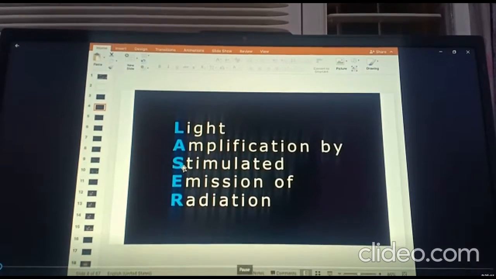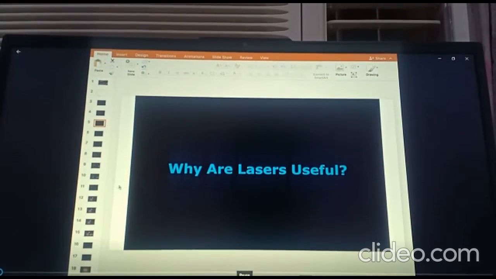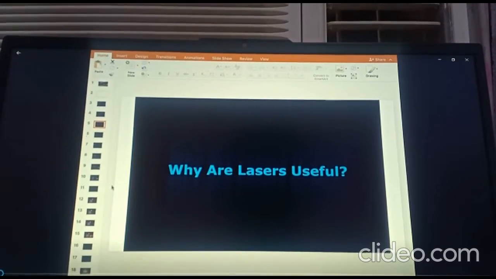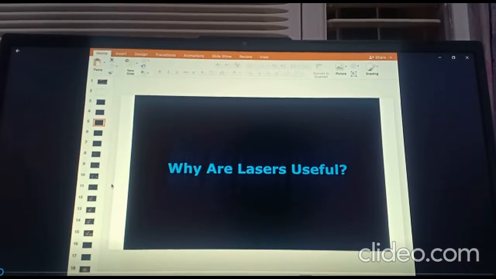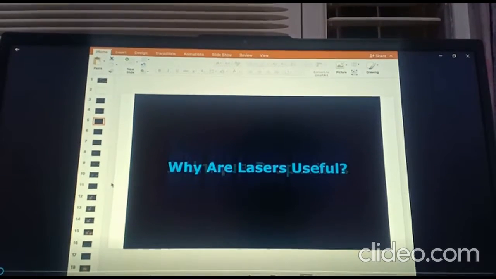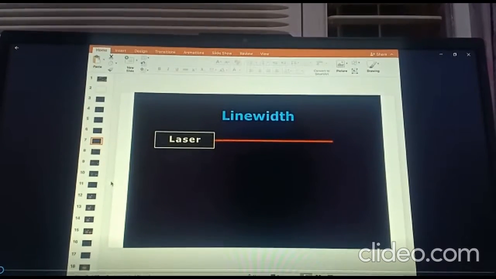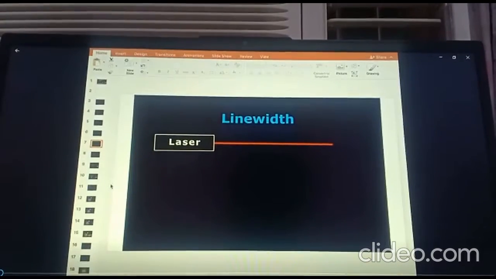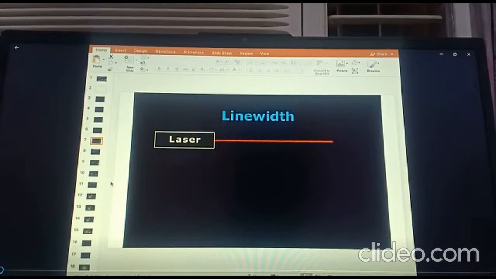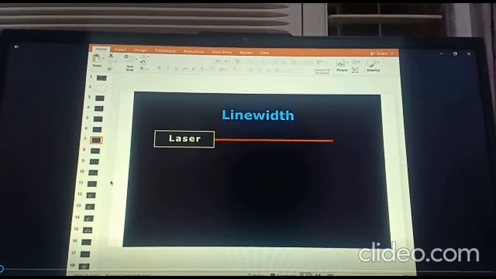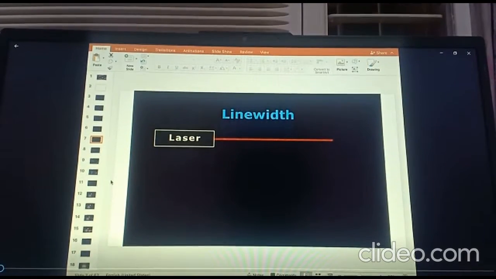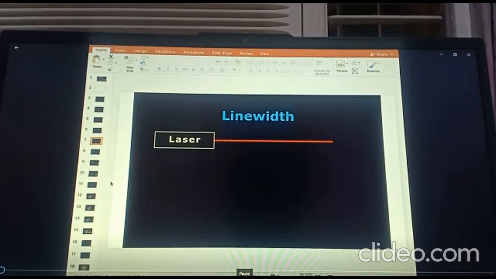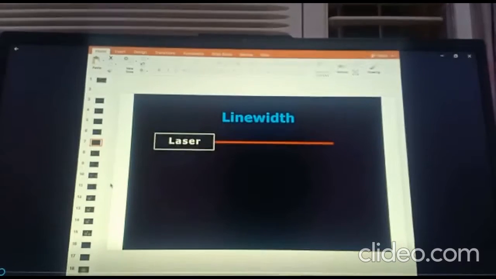Now, you will be thinking why lasers are useful, what its uses are, and why we are studying it. Lasers have three unique properties. The first is its line width. It has a very well defined line width, that is, it contains light of a very particular frequency. The spread of its frequency or wavelength is very narrow.